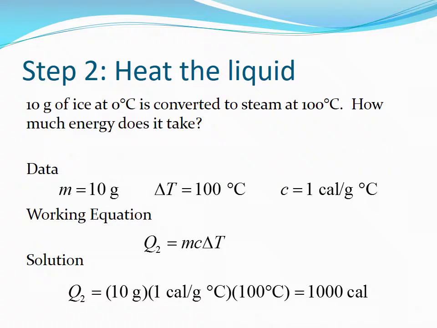The second step of the process heats the 10 grams of water from 0 degrees Celsius to the boiling point at 100 degrees Celsius. We use the mass and specific heat of the water. The total amount of heat required is 1,000 calories.